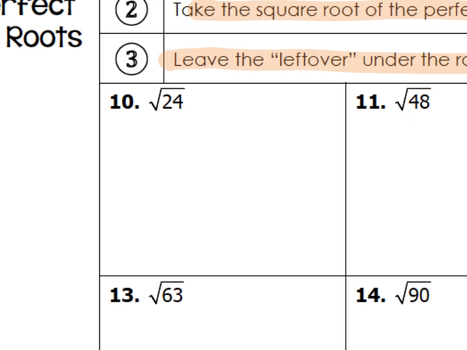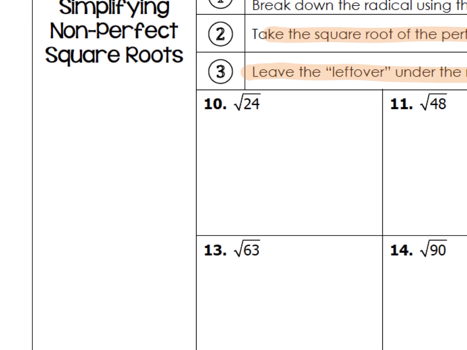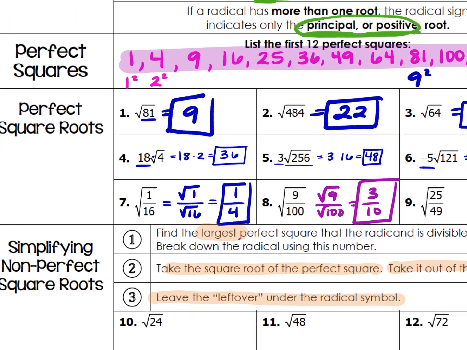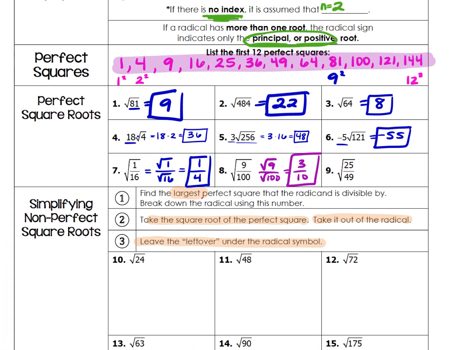This is the square root of 24. Now, if you look up here at that list that I said is going to be your best friend, the question is this. What is the biggest number from this list that 24 is divisible by? From that list. Is 12 on that list? 4 is the biggest one from that list, okay?